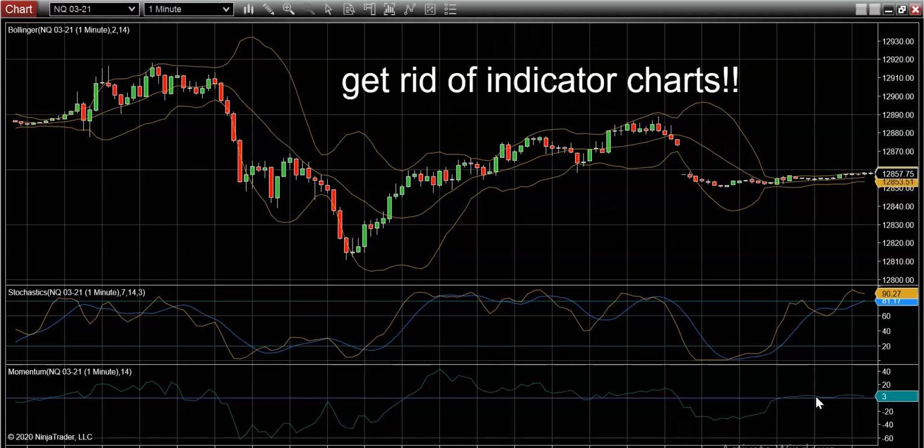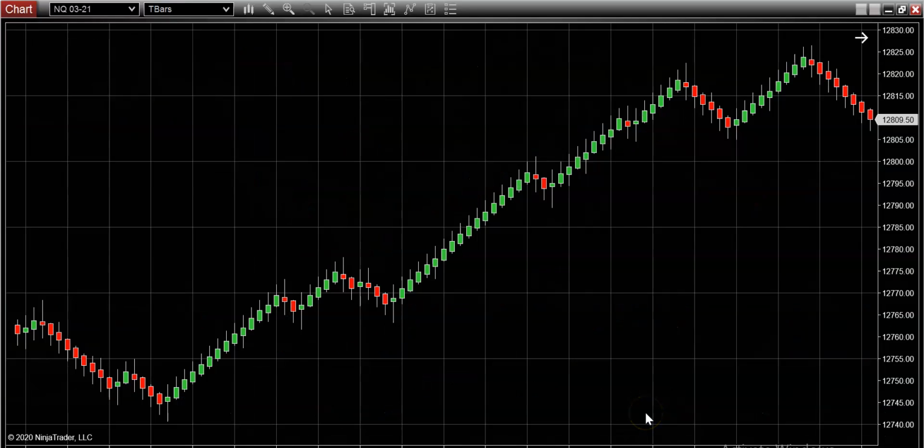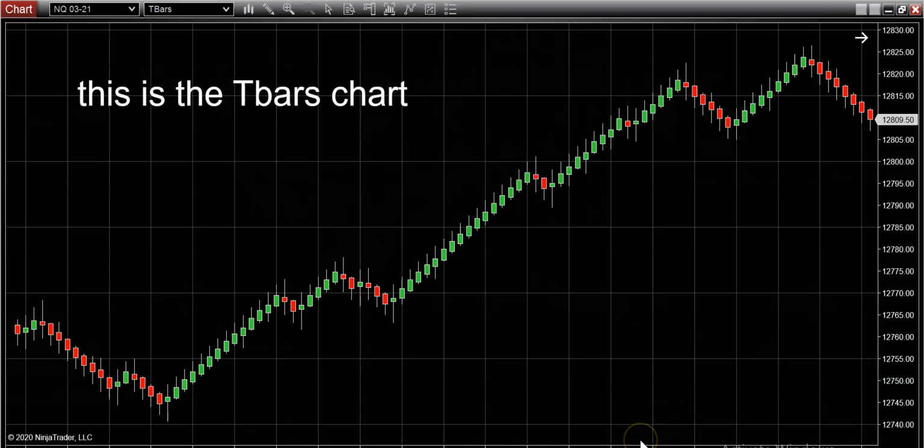Makes sense? So anyway, with one click of my mouse, I'm going to take this chart right here and make it look like this. Now, as some of you might know, this is called the Tbars proprietary custom chart style. It really organizes the price action in a coherent manner. I simply like to call this the clean chart. And there's a lot of things you can do with clean charts.